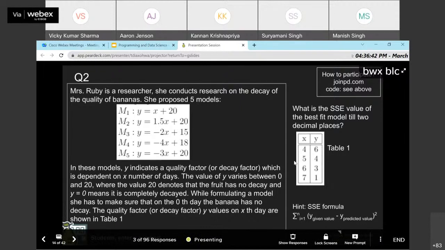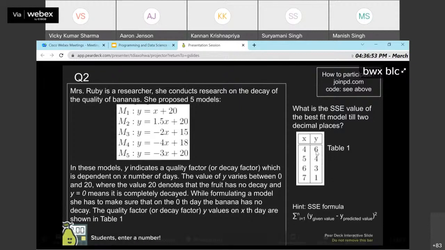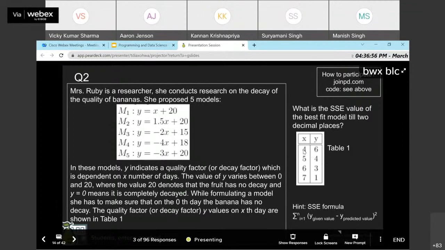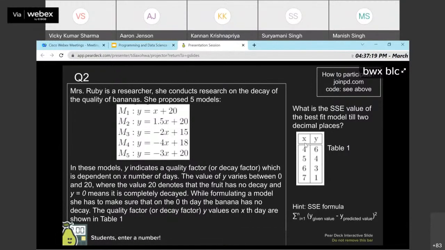You can see on the right hand side there is a table. This shows the quality factors. Quality factor is basically what the quality of this banana was on which day, or the decaying factor, or the values of y given. You can see on the table that on the fourth day the y value was 4, on the fifth day the y value is 4, on the sixth day the y value is 3, on the seventh day the y value is 1. So you can see this is decreasing. As the number of days increases, the banana is decaying and it is tending towards 0.